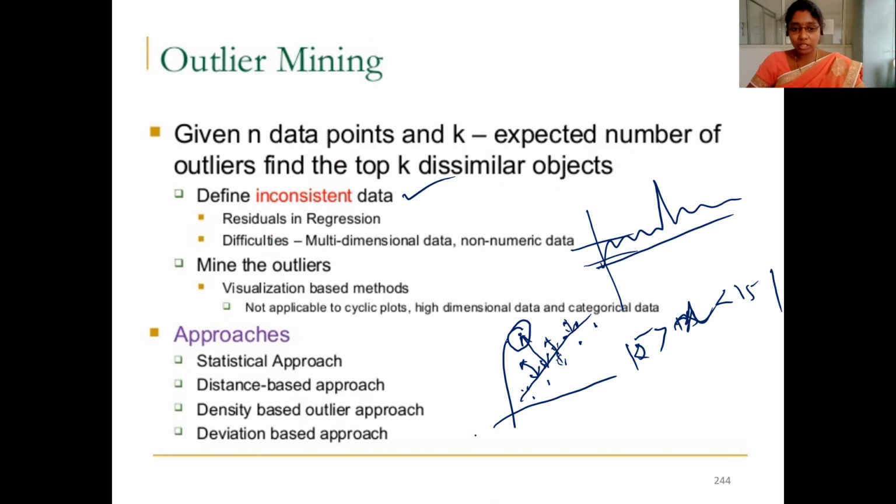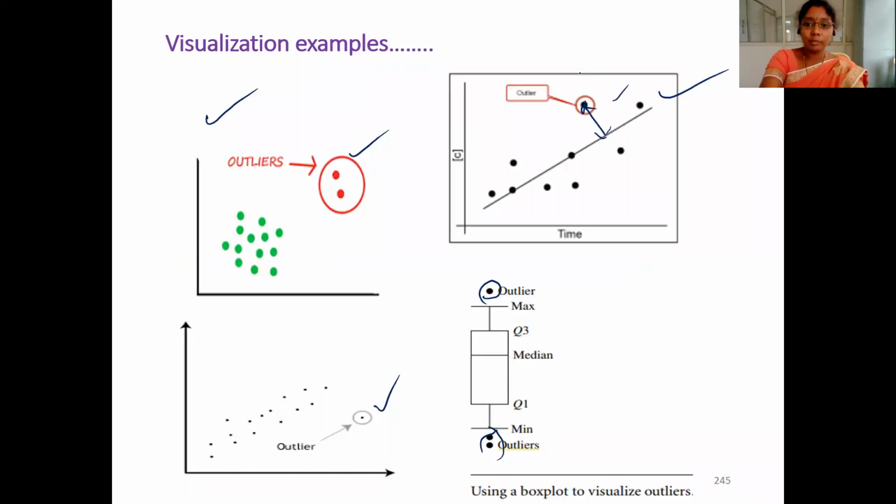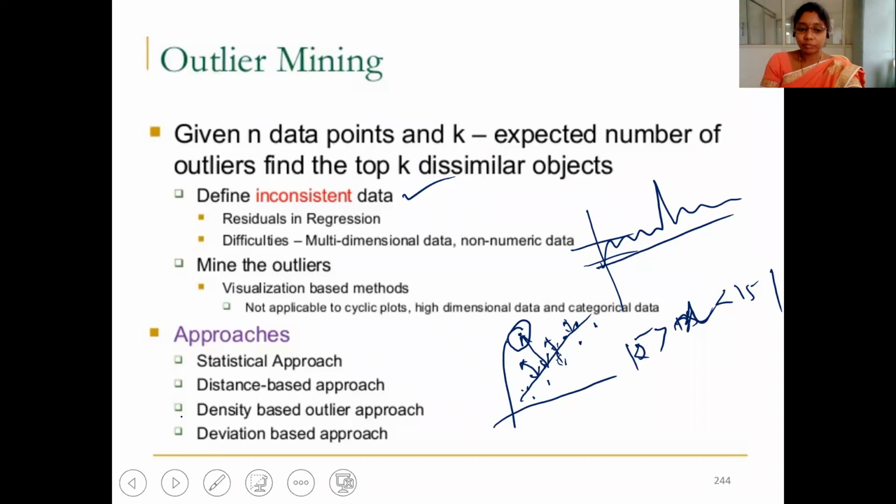Statistical approach, distance-based approach, density-based approach, and deviation-based approach. So go with each and every method in detail. Before that, just observe the titles, observe the names of the methods. Statistical approach. So it follows some statistics to detect the outliers. Distance-based approach. That means it follows some distance methods to identify the outliers.